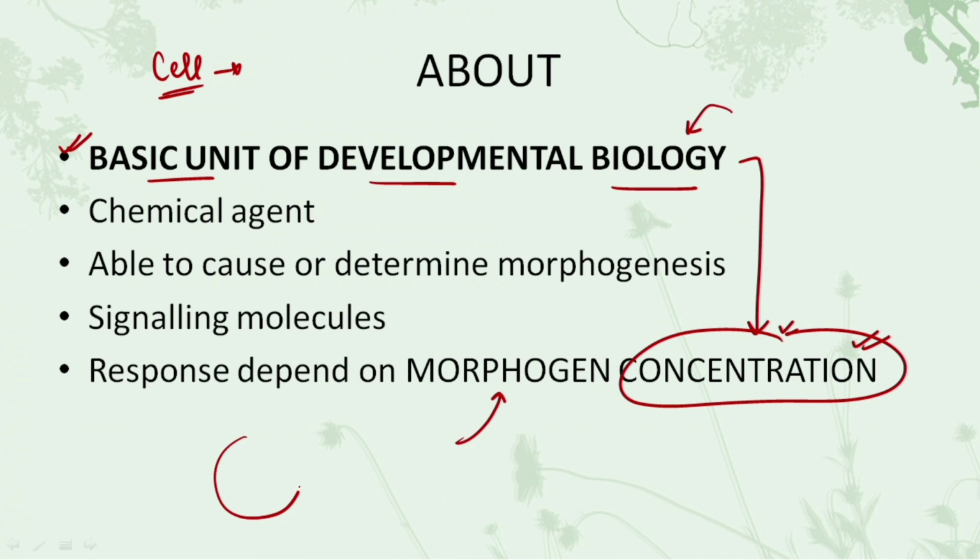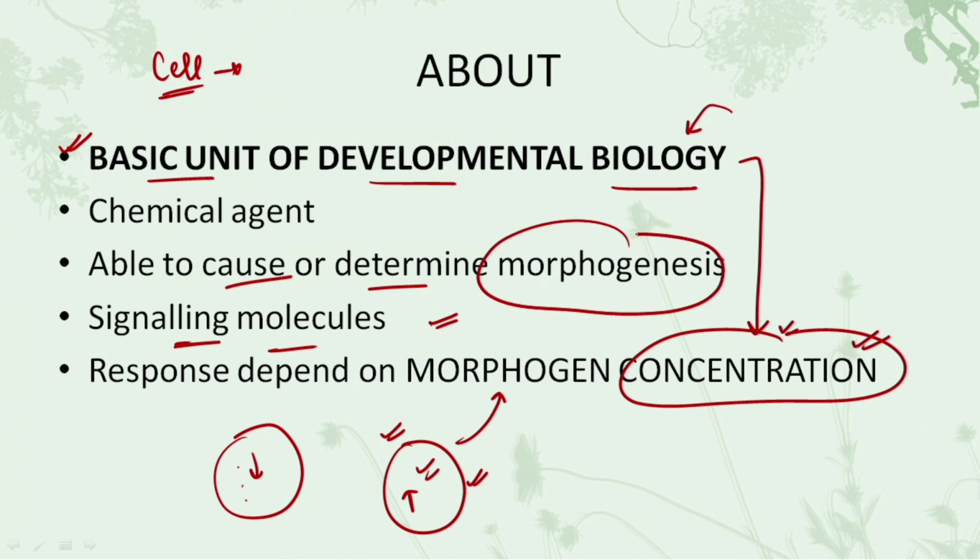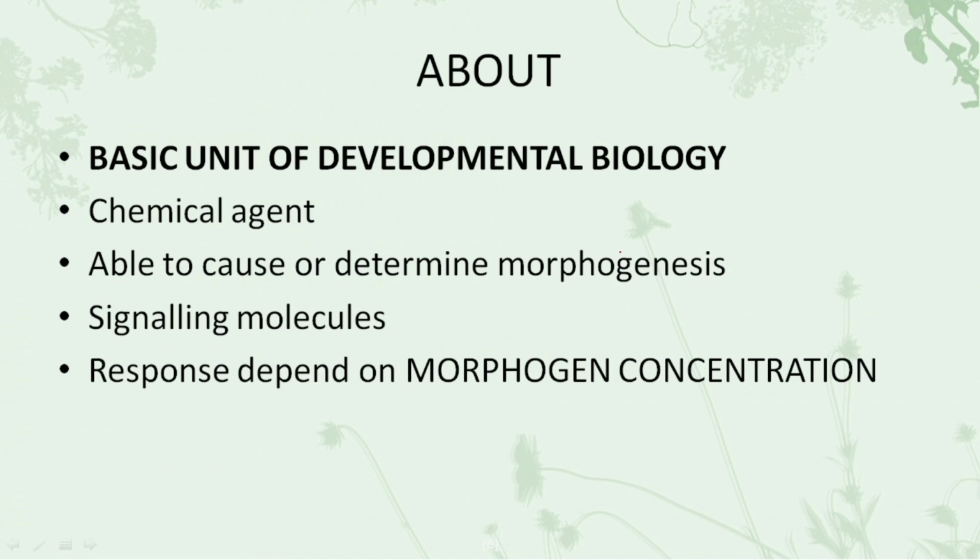That is, in an area, let's consider we have less concentration of the morphogen, and in the other area we have more concentration. So the area in which there is more concentration would have a better response to the specific signal. They act as a signaling molecule, we have just discussed, and they are able to cause or determine the morphogenesis. Now, what is morphogenesis?